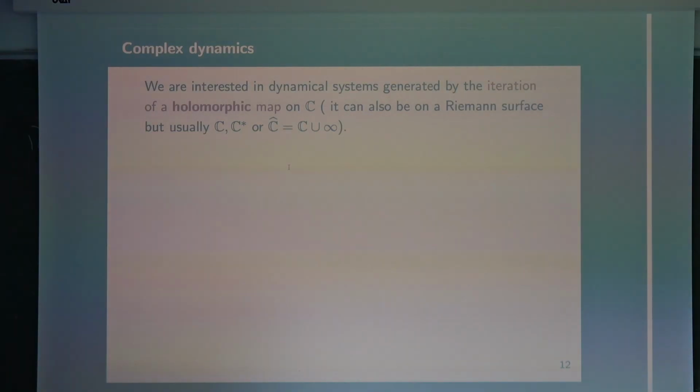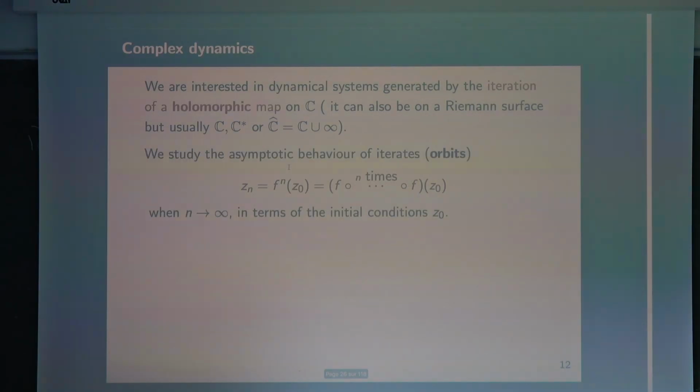So we look at holomorphic maps on C, but you can also look on C star. Okay? And also you can add infinity if you want. Okay, you can have rational maps. So you add infinity and you get a holomorphic map on the Riemann sphere. And if you take out zero, maybe you want to iterate exponential maps or things like this. Okay, so you go to C star.